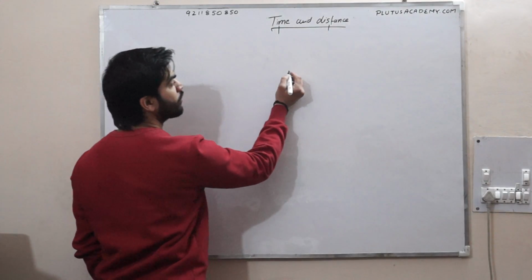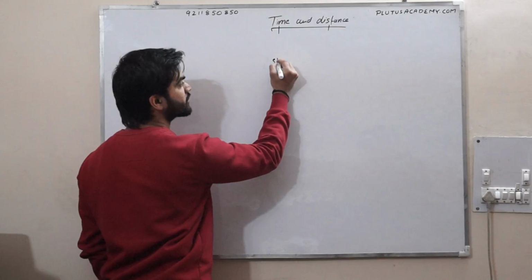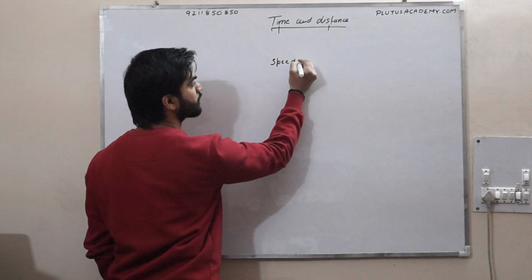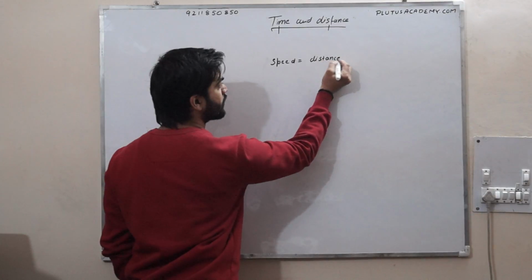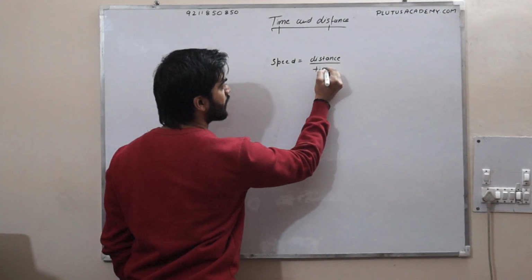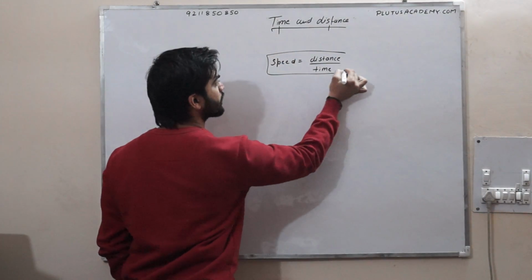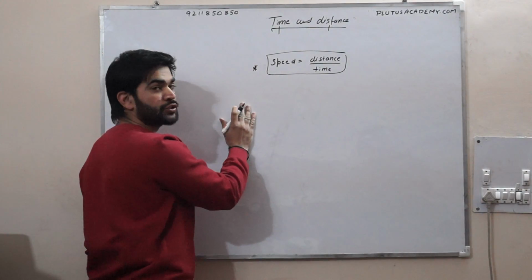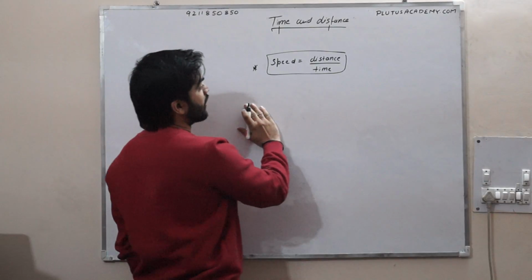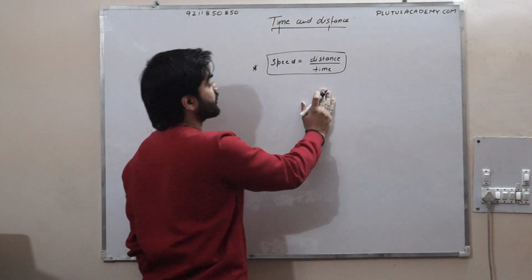This is time and this is distance. Only one relation we have, that is speed is equal to distance upon time. This is a simple formula, but with this formula lot of questions are related to each other.